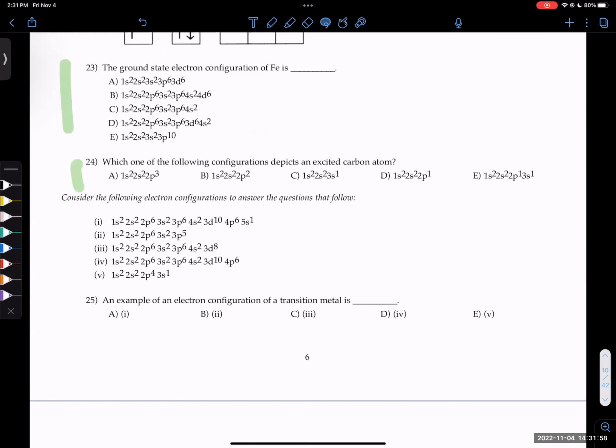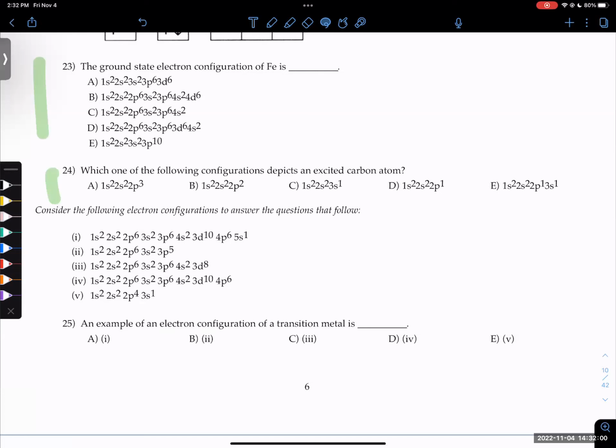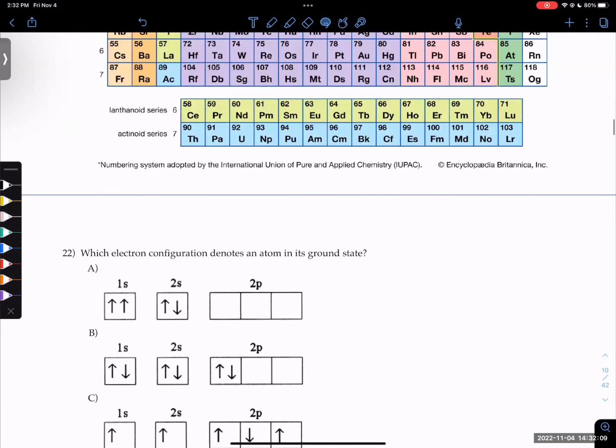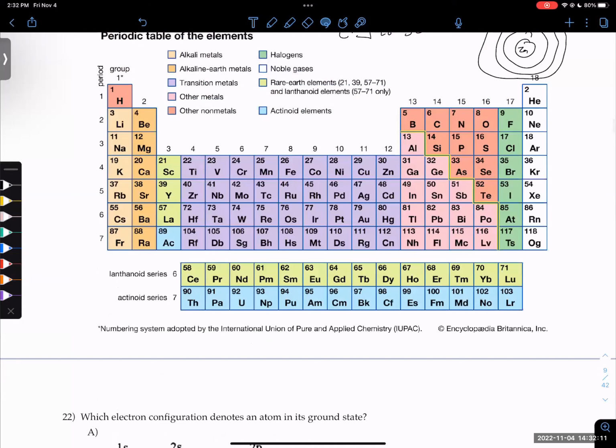Okay, let's do the first one. We already should have learned about electron configuration. So please, using a handy dandy periodic table, you can use this one. We're talking about iron, which is right here. Someone give me the electron configuration of iron. 1s2, 2s2, 2p6, 3s2, 3p6, 4s2, 3d6.